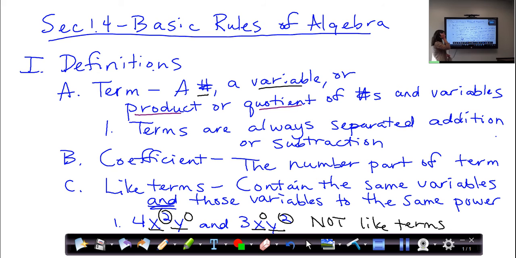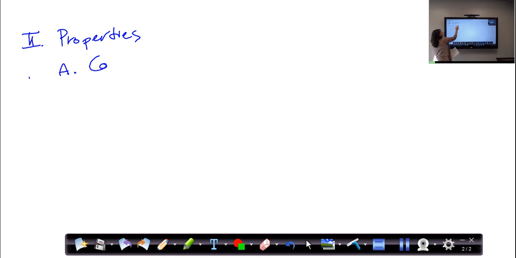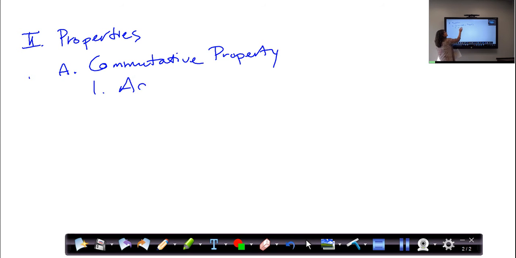Okay, so those are some of the definitions that we need to know. Now, let's take a look at some of our properties. And we're going to start first with our commutative property. The commutative property deals with addition and multiplication. Never applies to subtraction or division.